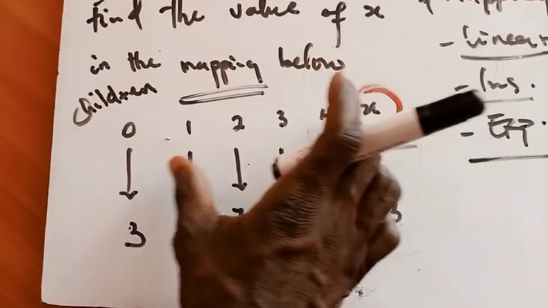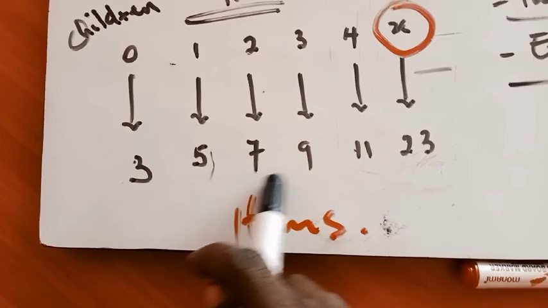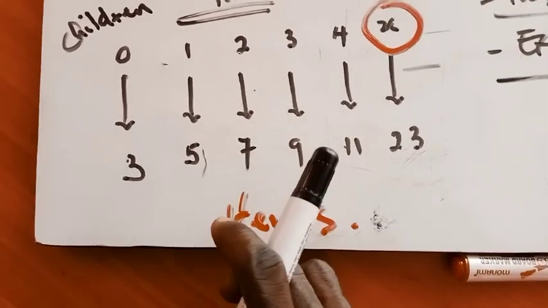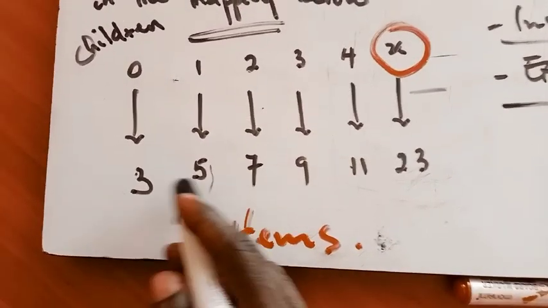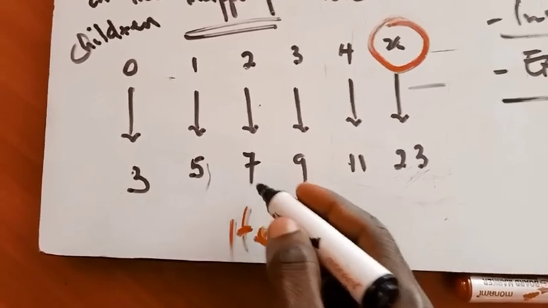If the difference here is 1, 1, 1, and we also have a constant difference for the ones down here, these are the items, that is the codomain. So let's see the difference here. This minus this should be 2. This minus this should be 2. This minus this should be 2.